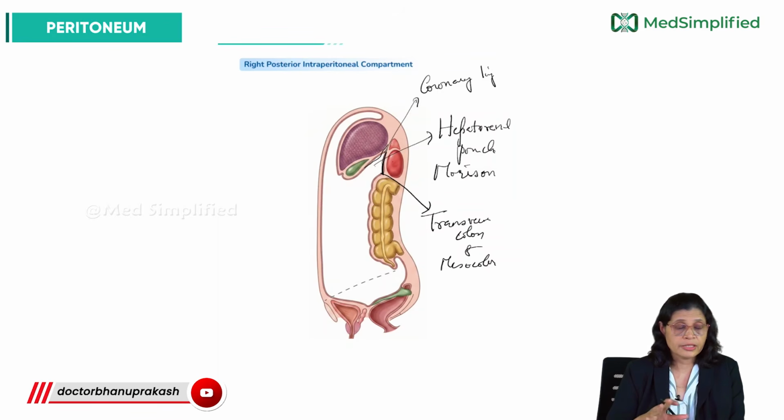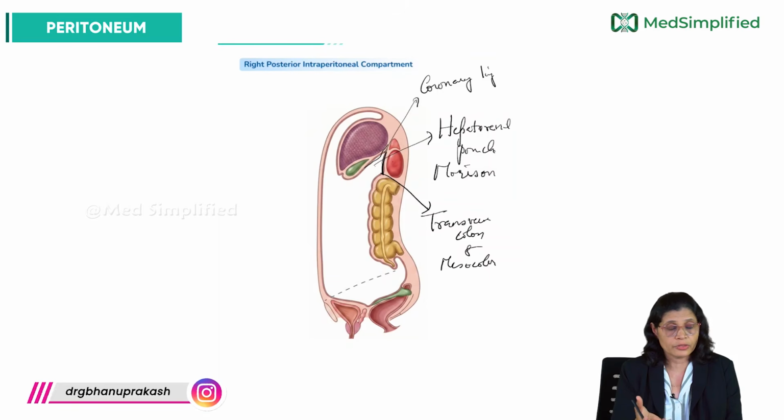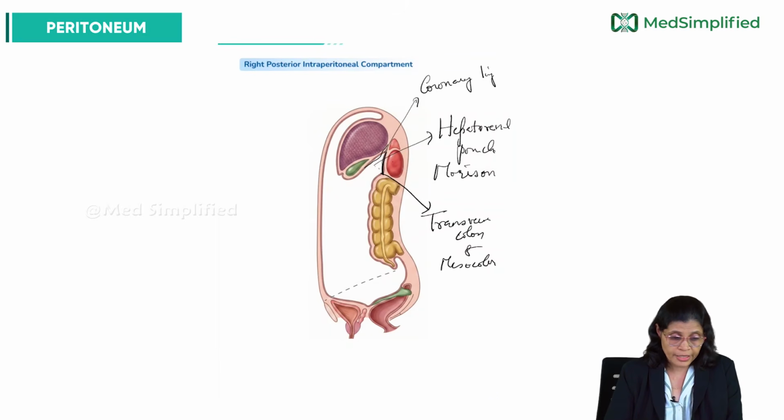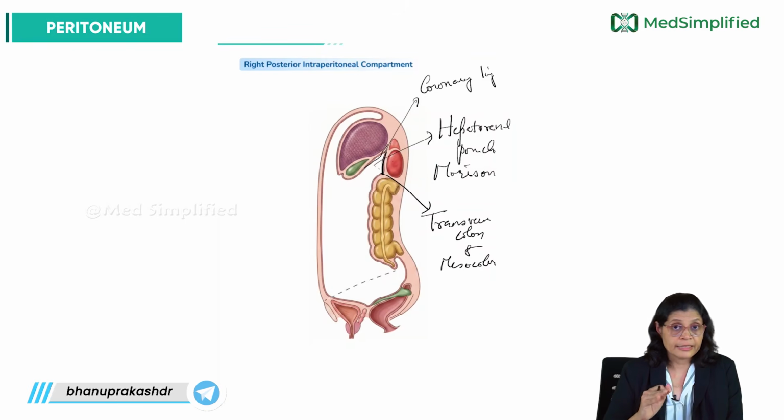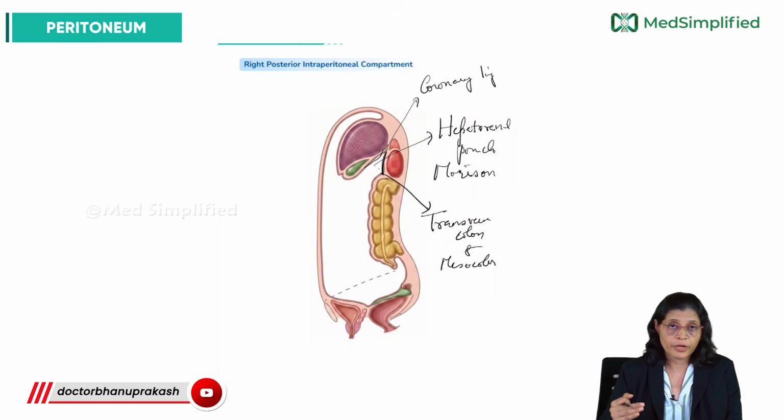Now this is the most dependent part in the supine position. So in the supine position, the hepatorenal pouch of Morrison is the most dependent part, so any pus gets collected in this region. Here the infection can spread to other regions because of its communication. On the left, it communicates through the foramen epiploicum, or the epiploic foramen, with the lesser sac, which is nothing but the left posterior intraperitoneal compartment. From there the infection can spread.